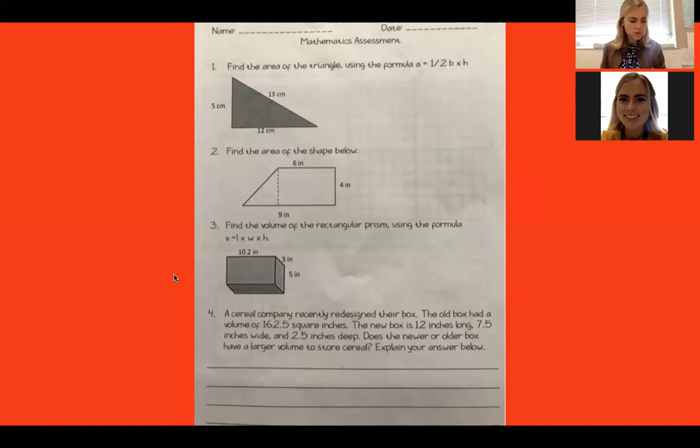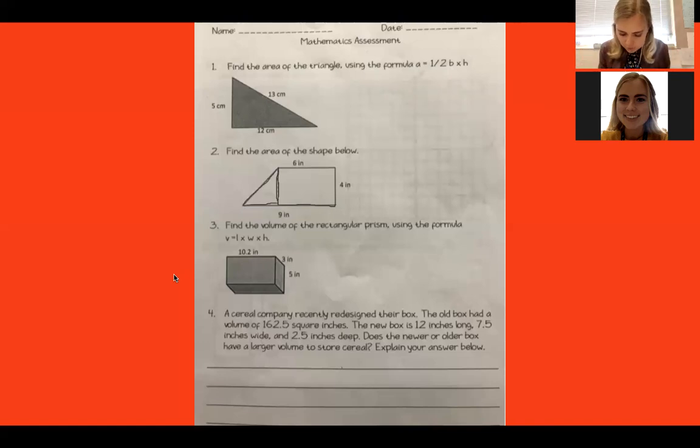Okay, the next question has a shape that we know we can break up and find the area of the parts. So we're going to break up the shape into a rectangle and a triangle. We're going to find the area of both of the parts, and then we're going to add the areas together to see the area of the whole shape.